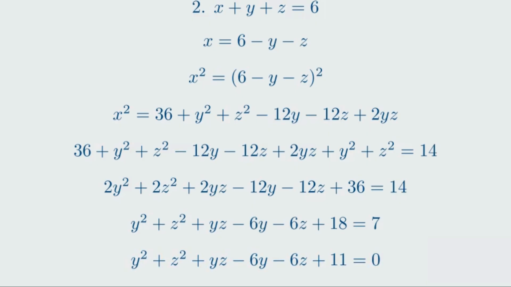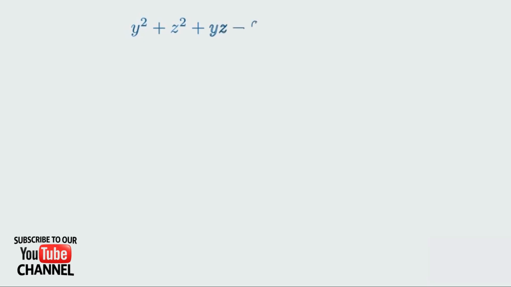This proves that our algebraic derivation for x squared minus 6x equals yz was correct all along. We've found our mistake and corrected the equation. Now we can proceed with confidence. Our goal is to solve for y and z using the simplified quadratic equation. The corrected equation is y squared plus z squared plus yz minus 6y minus 6z plus 11 equals 0.